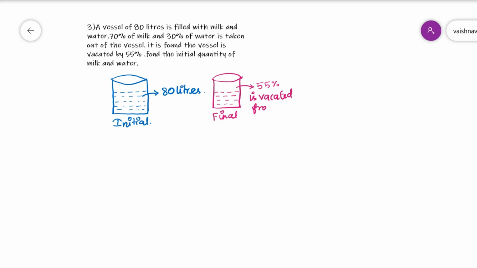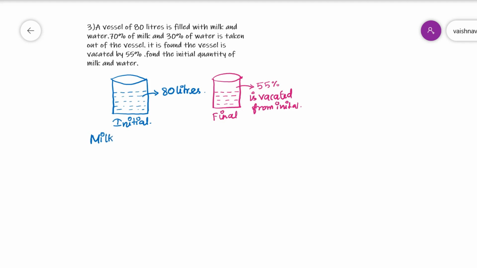Now a vessel of 80 liters is filled with milk. See, this is a vessel that has been filled with milk and water. Okay, 80 liters. This contains milk and water. You don't know what is the percentage of milk and water initially. But what I am doing is, I am taking out 70% of the milk and 30% of the water out of the first vessel, and the total amount of milk and water vacated is 55% of the original. Okay, 55% is vacated. It is not the remaining amount. Okay, clear from the question?